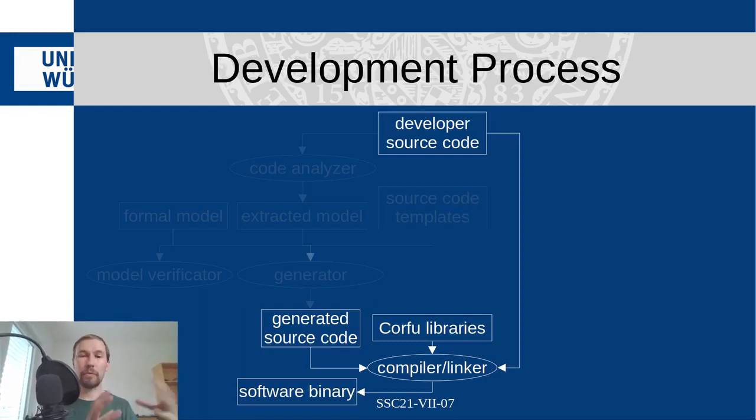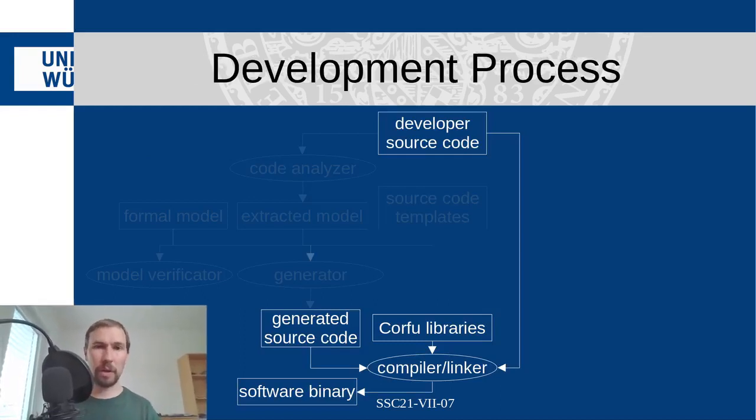And then we have the final compilation part. It is quite simple. We have the developer source code, we have the generated source code, and we have some Corfu libraries that implement generic behavior, for example, those generic app and node classes. And everything is just compiled and linked together into a software binary. So that means for each node that we have defined in the model, a software binary is created.